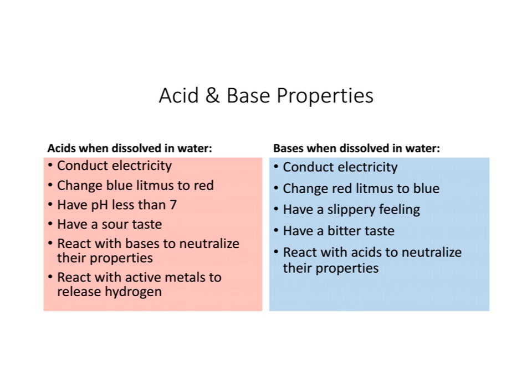Remember, both acids and bases conduct electricity. However, acids convert blue litmus to red, whereas bases change red litmus to blue. Acids have a pH of less than 7, whereas bases have a pH of greater than 7. Acids have a sour taste, bases have a bitter taste. And here is the opposite points. Acids react with bases to neutralize them, whereas bases react with acids to neutralize them.